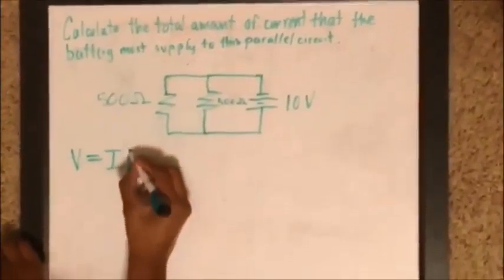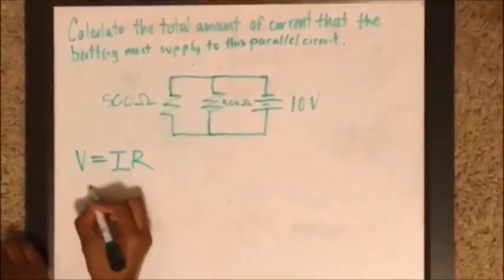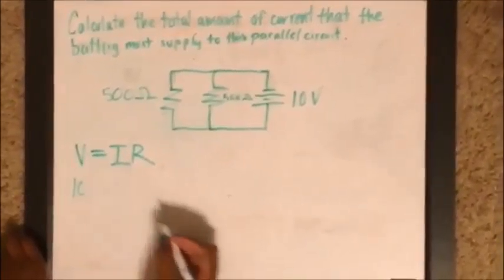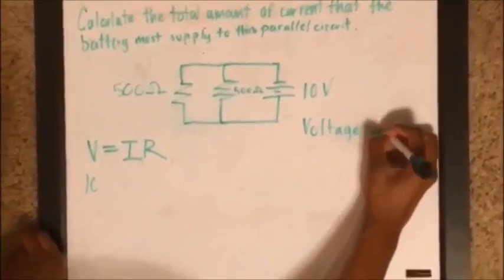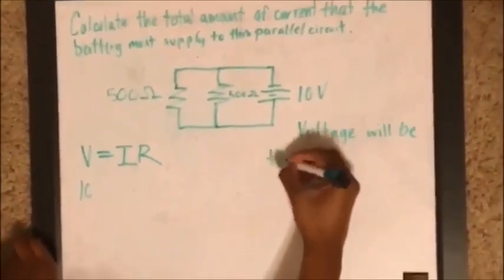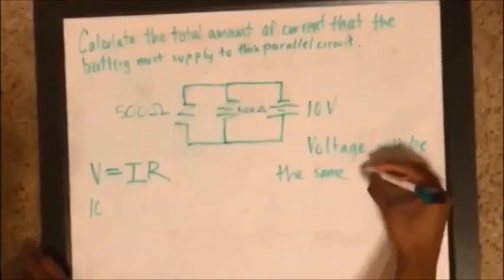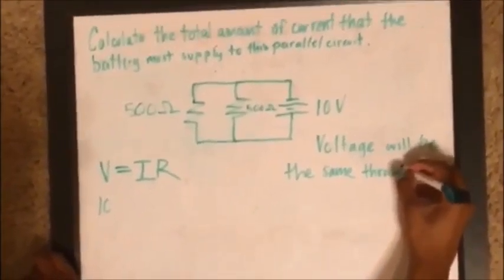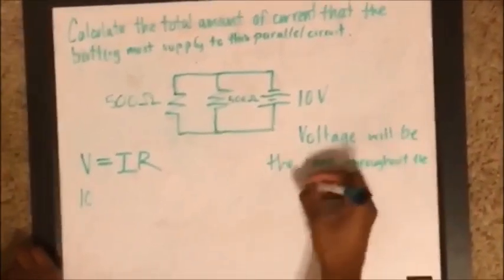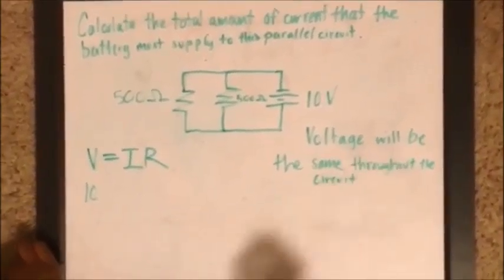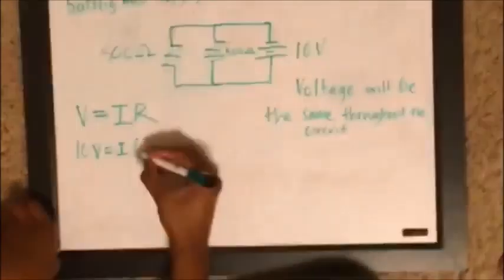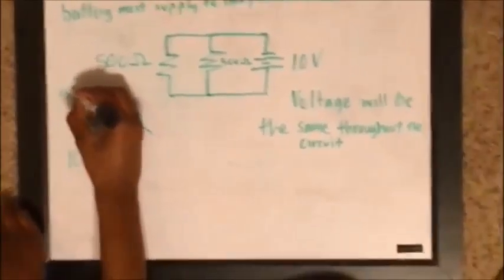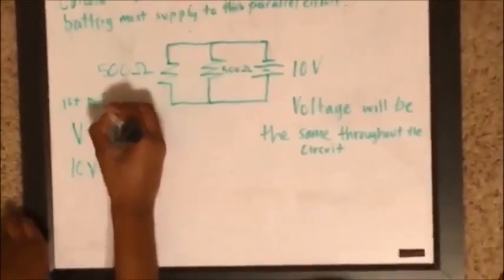Secondly, we're going to use Ohm's law to isolate the variable we need. In this case, we're looking for current, so the variable we are going to isolate is the I. Now remember that current is not the same across each resistor, so we have to do each resistor separately in order to find the total current. But also remember, voltage would be the same throughout the circuit, so the voltage would be the same across both resistor 1 and resistor 2.